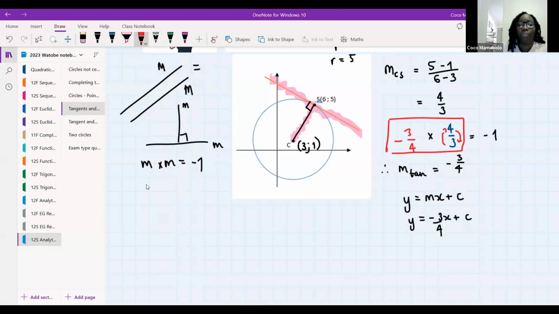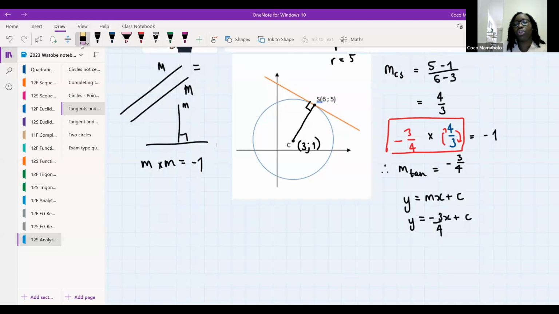Does that make sense? So it's always like that. Always. As long as we have two lines that are perpendicular and we find the equations of those two lines, the gradients will multiply to give us negative one. Okay, thank you. You're very welcome, my sweetie.